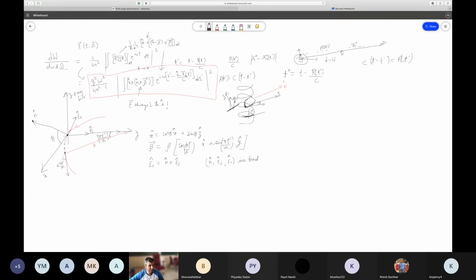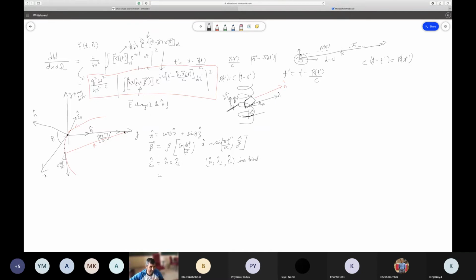When you're looking at an angle n hat, your electric field will be polarized in the plane perpendicular to n hat. So it will have these two independent polarizations along epsilon perp hat and along epsilon parallel hat. Okay, so we can actually easily calculate epsilon parallel hat. We know n hat and we know epsilon perp hat.